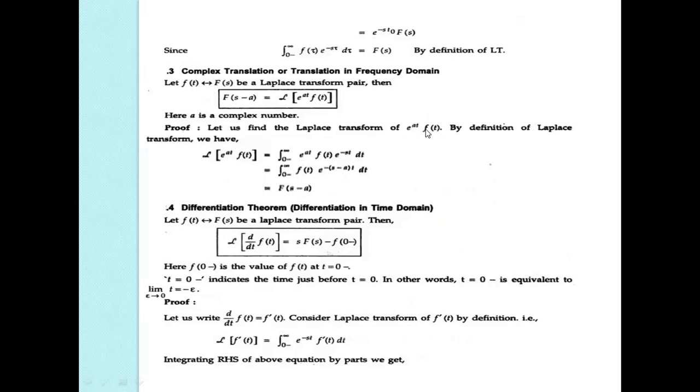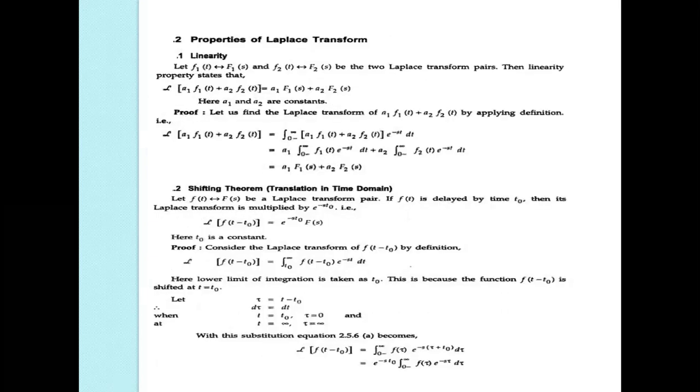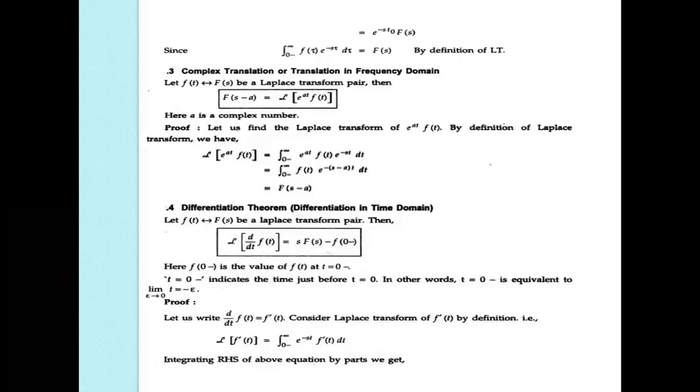Okay. The first property is the linearity property, same as in the Fourier series and the Fourier transformation. The time shift property is also the same as in the Fourier transformation and the Fourier series. The third property is also the frequency shift property, also called complex translation or translation in frequency domain, and the shifting theorem, translation in time domain. All three properties we have in the Fourier series and the Fourier transformation also.